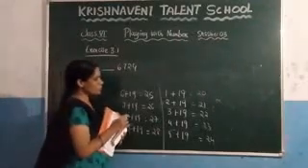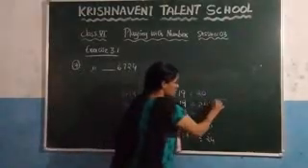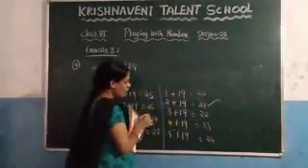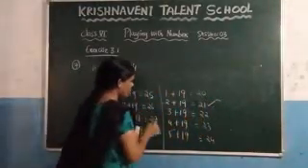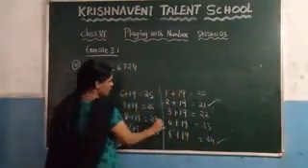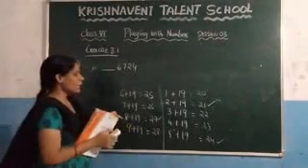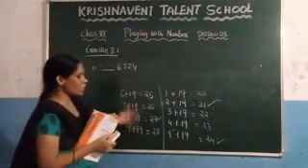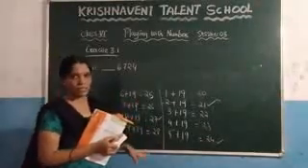So which is the number that is divisible by 3? You know that this number is divisible by 3, right? And after that, which number is divisible by 3? Here this number is also divisible by 3. And after that, this number is divisible by 3. And among these numbers, you need to write the smallest digit and the greatest digit.